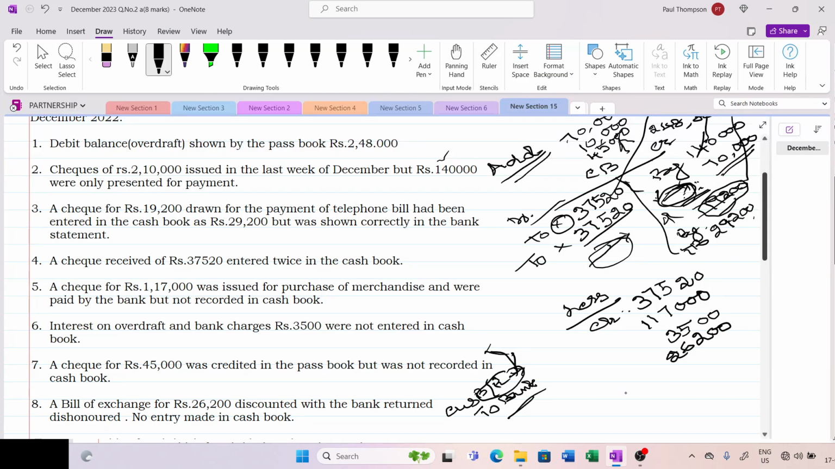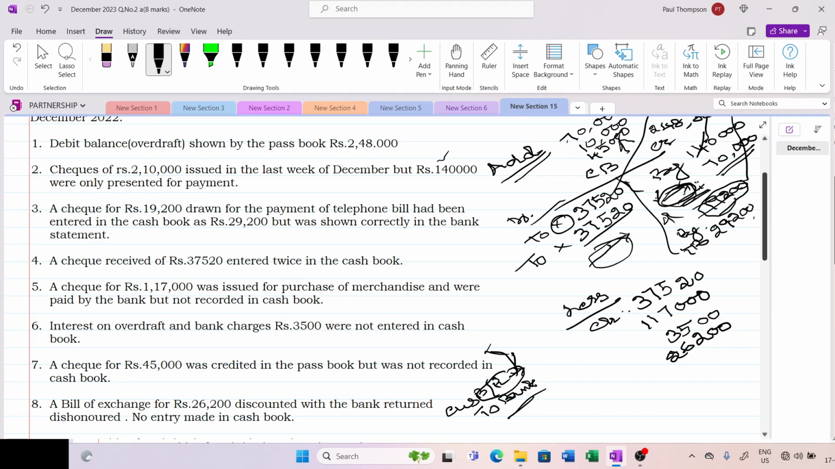Why is it appearing on the lesser side? Because you should write it on the payment side. If you write it on the payment side, your overdraft will go up. Because you are not writing on the payment side, your overdraft is coming down. Hope it's clear.